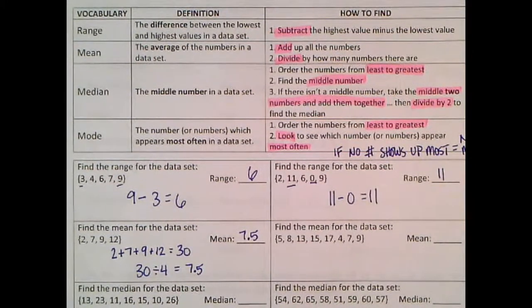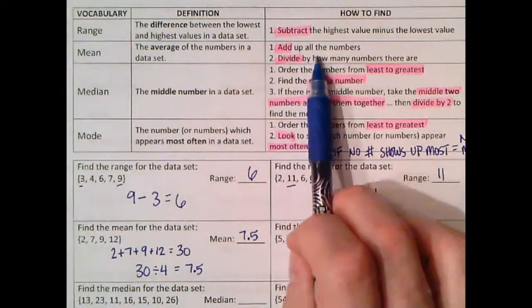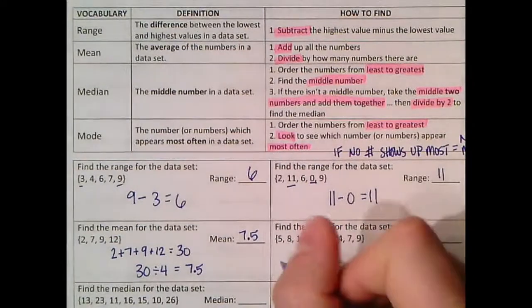All right, our next one here. Again, doing the same thing, we're going to add them all up and then divide by how many numbers there are.